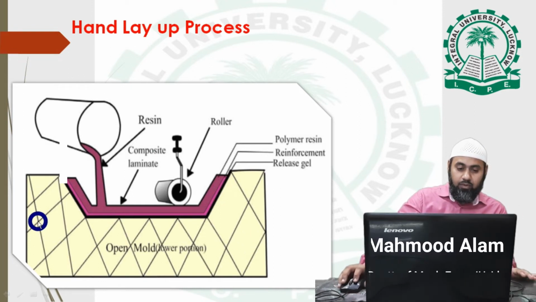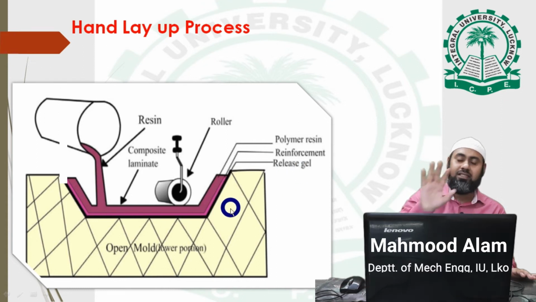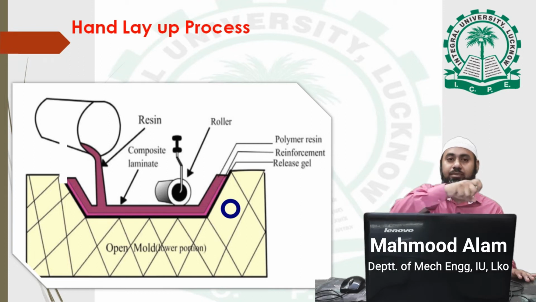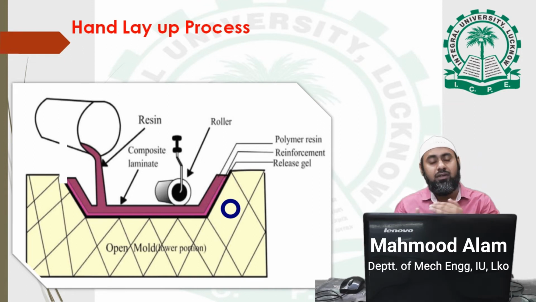The open mold is placed, and on the open mold a release gel is applied. Release gel is a spray-type substance which is sprayed on the mold. Why are we applying it? Because when the resin is applied on the mold, there are high chances of the resin sticking to the mold. So in order to avoid sticking, we apply release gel, which prevents the resin from sticking to the mold.